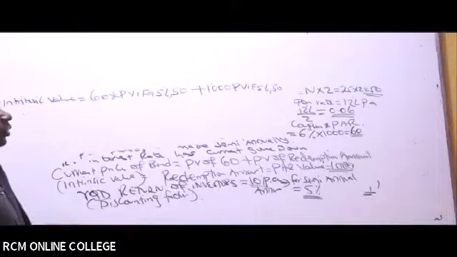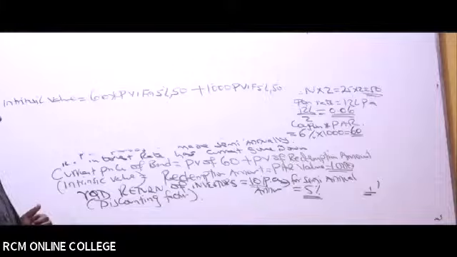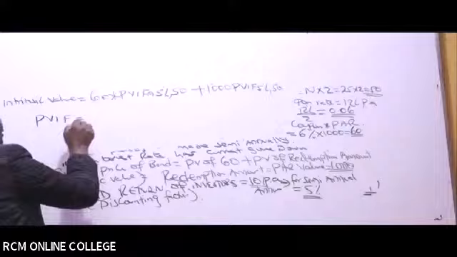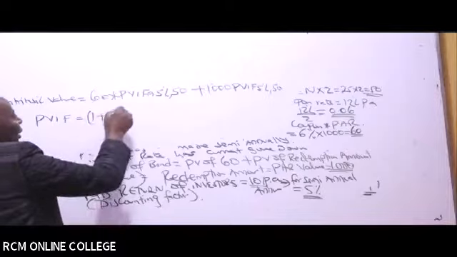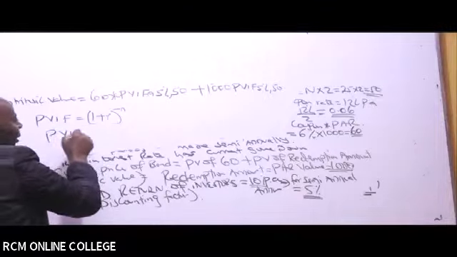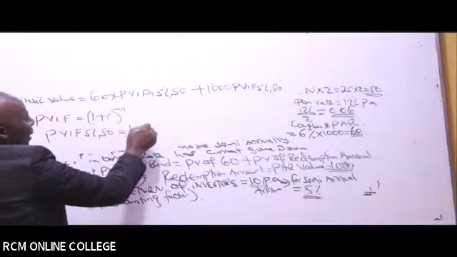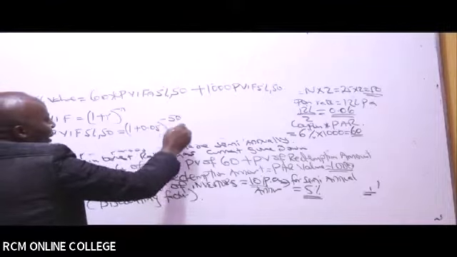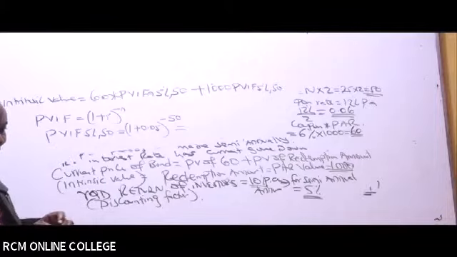Even if we call them years, no problem, 50. So then we need PVF. Remember the formula of PVF, the present value interest factor: it is 1 plus R raised to negative N. So PVF at 5%, 50 will be 1 plus 0.05 raised to negative 50. Can somebody give me this answer?